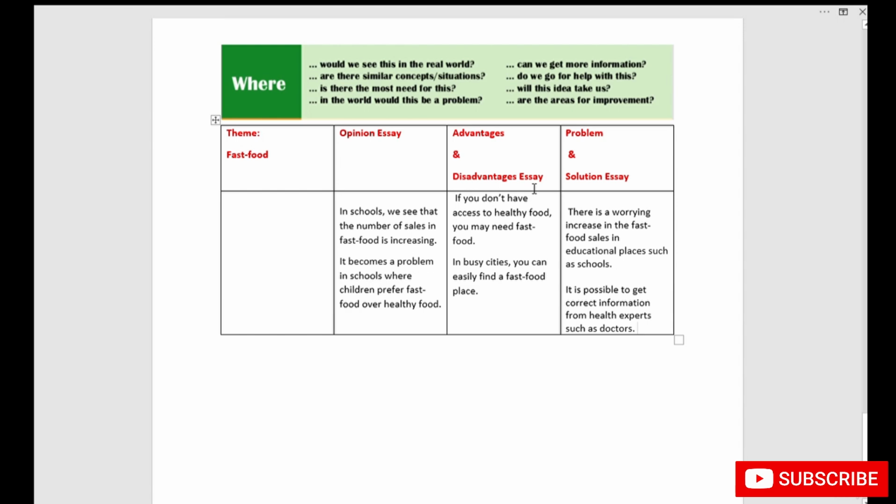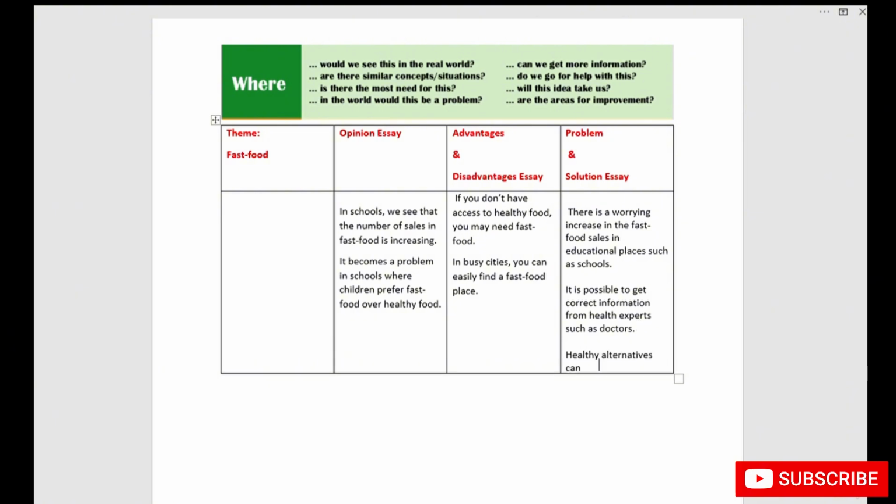And where are the areas for improvement? Again, this can go to your solution part. So you can say healthy alternatives can be promoted, such as salad bars. So it is one area that we can improve in the school canteens, for example. We can improve this situation, the overconsumption of fast food, by offering salad bars, for example.